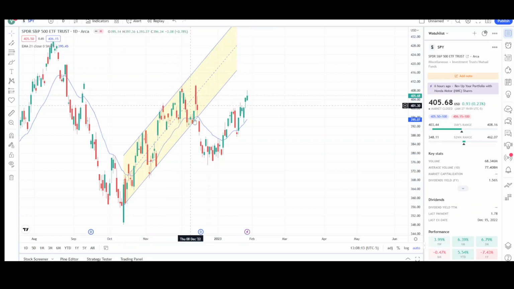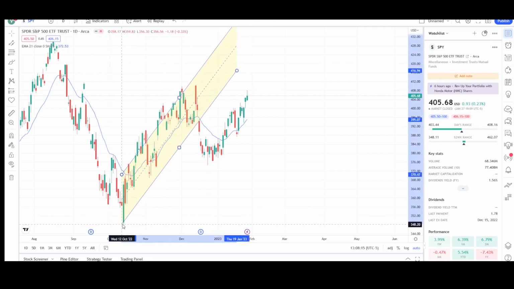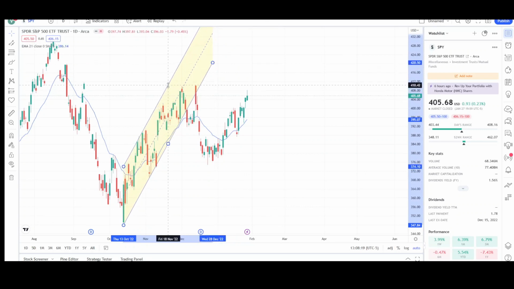So we had this uptrend channel in play. Previously, most traders, or even I personally, would have had it like this, and a little bit steeper. We had the break and a new high, and we sold off.